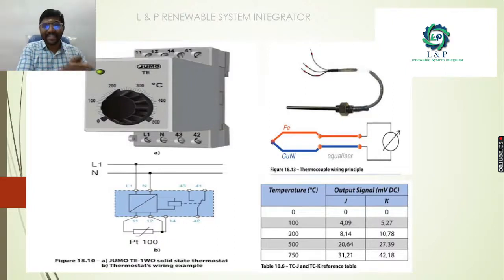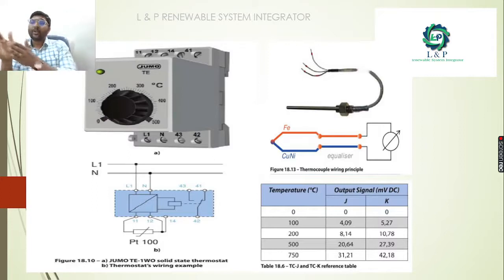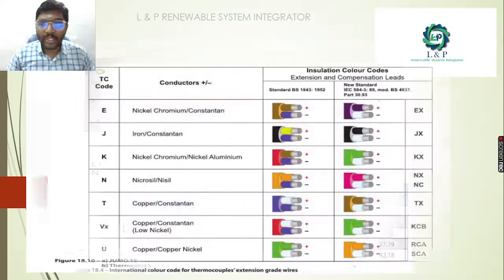And if it is 750 degrees, it will be 31.24. When you're going for a K junction, the microvolt DC will be 0 for 0 degrees, for 100 degrees Celsius it will be 5.27, for 200 degrees Celsius it will be 10.78, for 500 degrees Celsius it will be 27.39, and for 750 it will be 42.18.